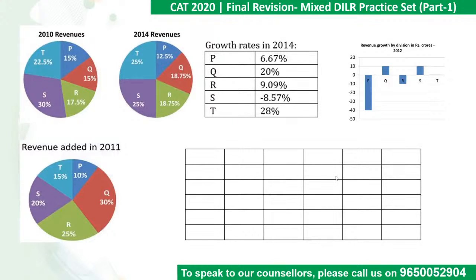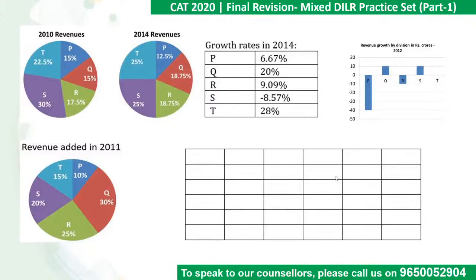You can see that 2010 का pie chart, 2014 का pie chart, which was given to us, the growth rate in 2014 in terms of percentages, the revenue growth in 2012 which was given to us, the revenue added in 2011. उस सब का डेटा हमारे पास है. One thing which I have not written here, that in 2012 the revenue decreased by 2.727%. You remember that in 2012 it decreased by 2.727%, that is 3 by 110, right?